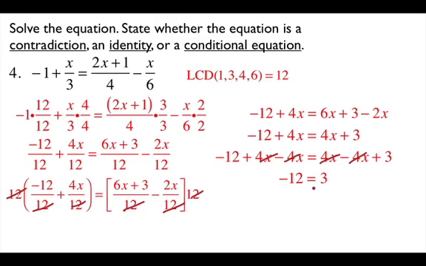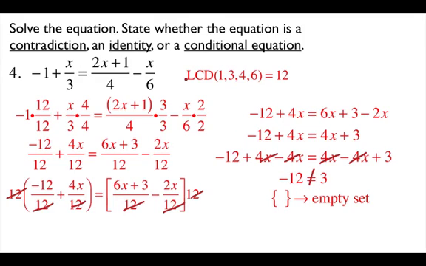And this should not make any sense to you. Negative 12 is never equal to positive 3. So that's why, in this case, there's no solution. It's an empty set. So you write this, you use this notation, these brackets, and you don't put anything inside. That means that there's no answer in this problem.